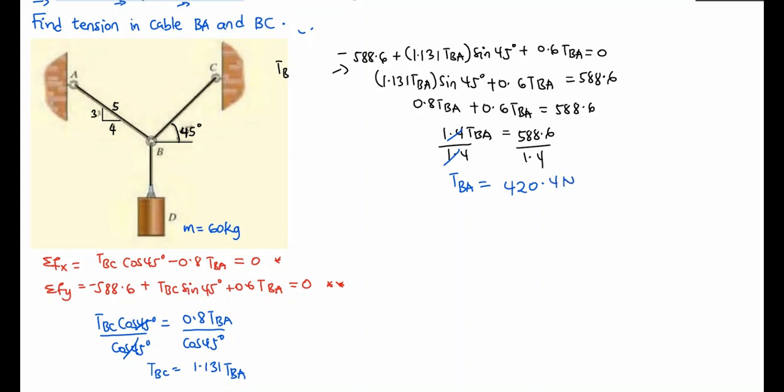So that gives us a value of 420.4 Newton. So we are going to substitute this into what you have here so I can get TBC. We're going to have TBC equal to 1.131 multiplying TBA, which is 420.4. So 1.131 times 420.4 will give us a value of 475.5 Newton. So that's how to solve this type of equilibrium question.